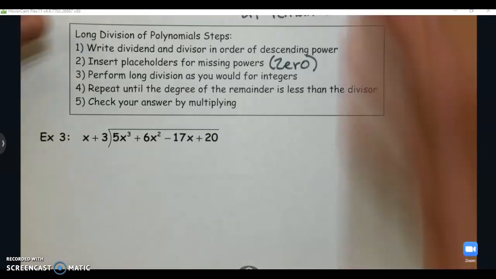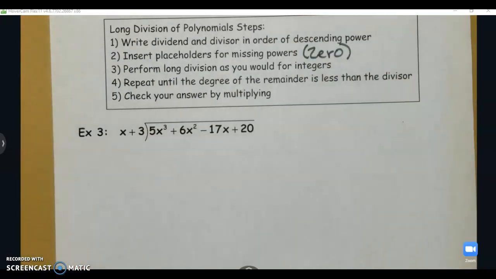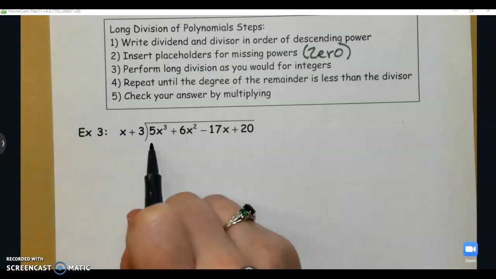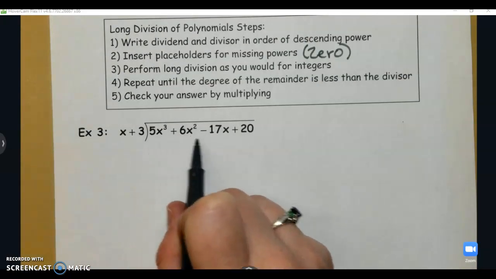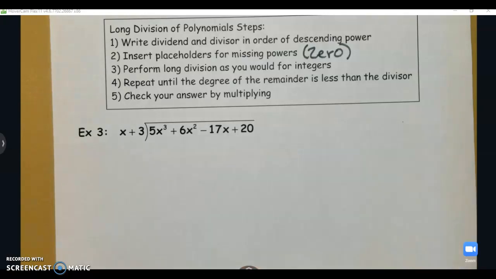So let's jump into this first example for long division and polynomials, 3. So it's already written for us. Our dividend is 5x cubed plus 6x squared minus 17x plus 20. And our divisor is x plus 3.